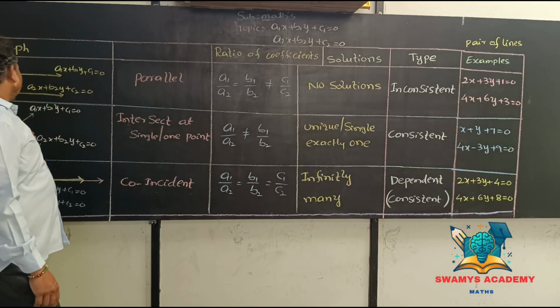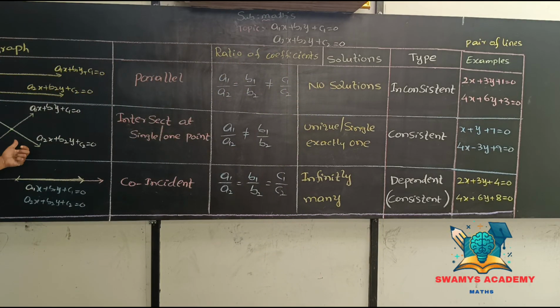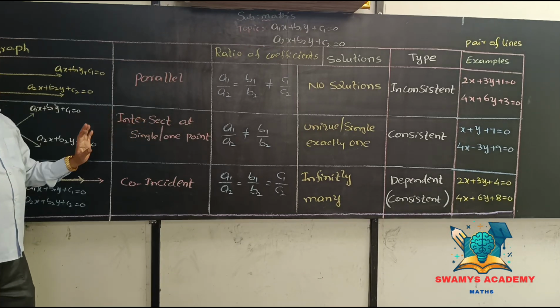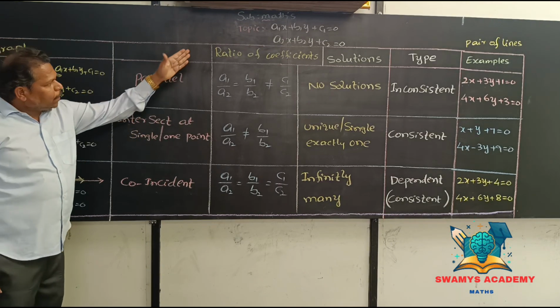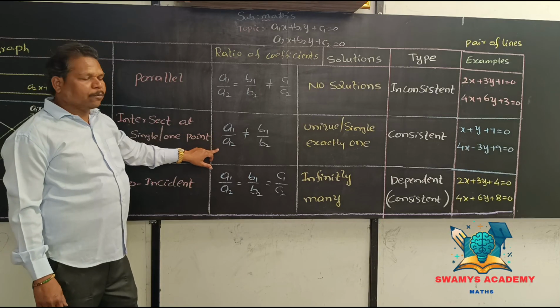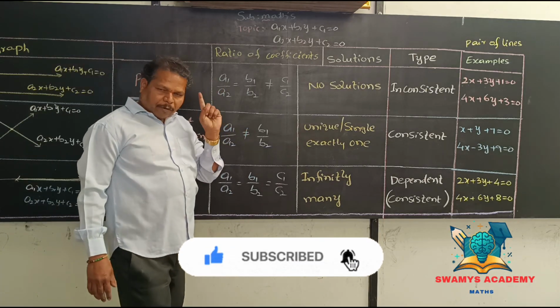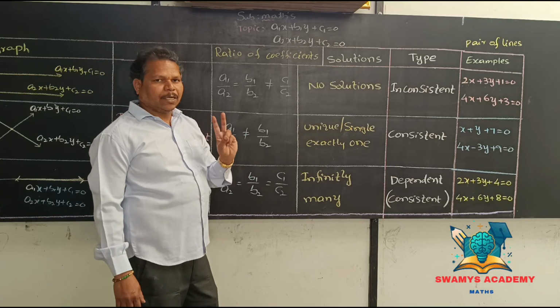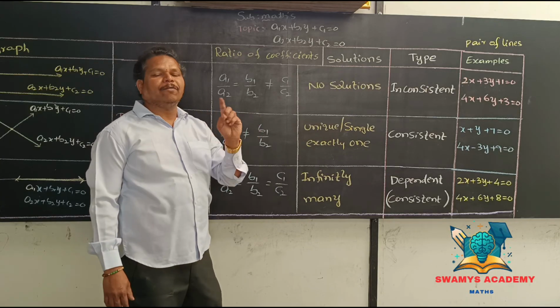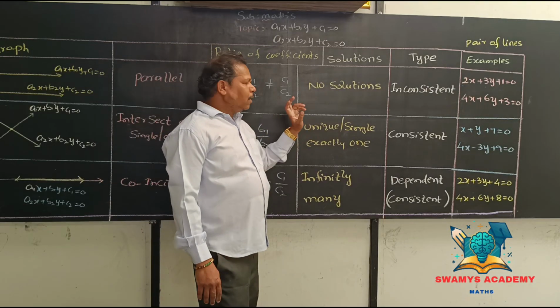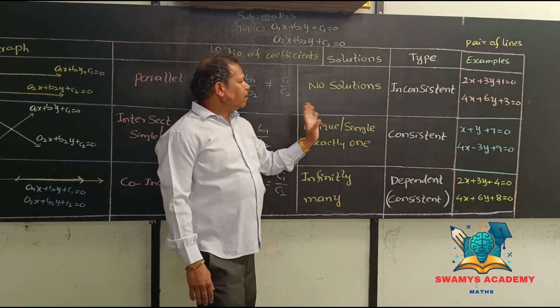Another one we discussed is intersecting at one point. A1x plus B1y plus C1 equals 0, A2x plus B2y plus C2 equals 0. That will intersect at a single point. The ratio of the coefficients here is A1 by A2 not equals B1 by B2. So solution wise, one solution, that is nothing but what we call a unique solution, a single solution, or exactly one solution.